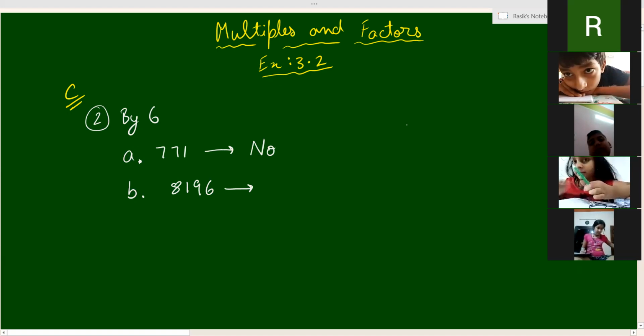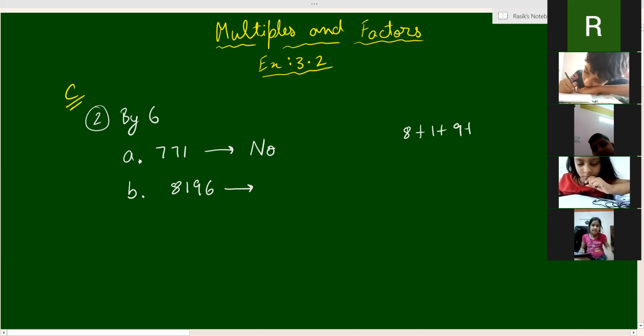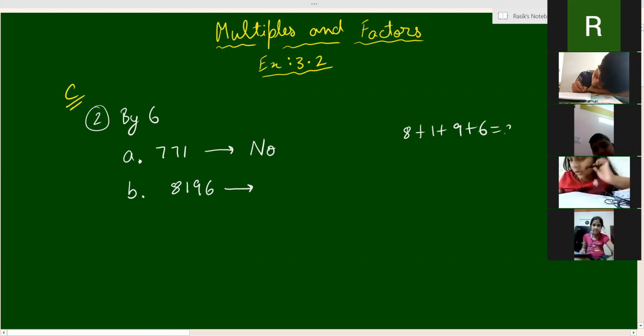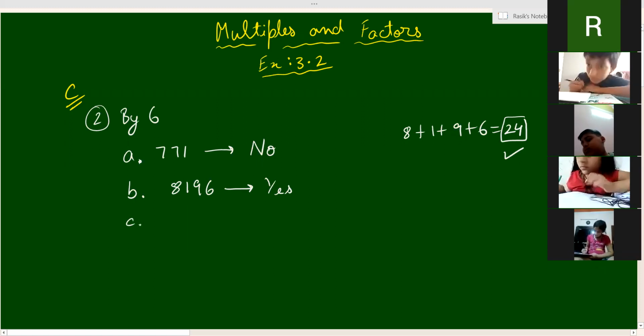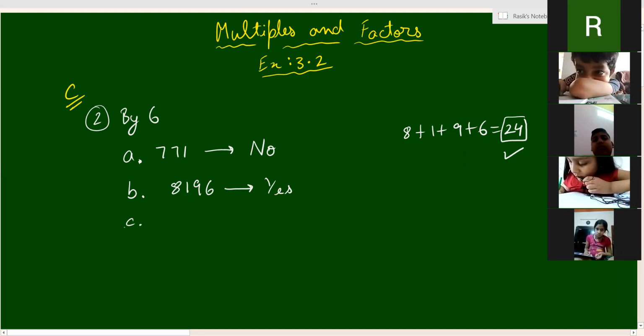And will it be divisible by 3 or not? Let's check. You add the digits: 8 plus 1 plus 9 plus 6. What is the sum of the digits? The sum of the digits is 24. 24 comes in the table of 3. So therefore this number is divisible by 6. The answer is yes. It is divisible by both 2 and 3, which means it will be divisible by 6 also. So the answer is yes. C part of the question: 1000.